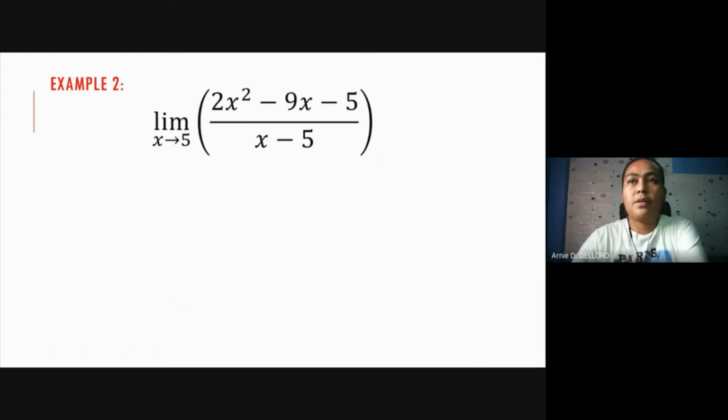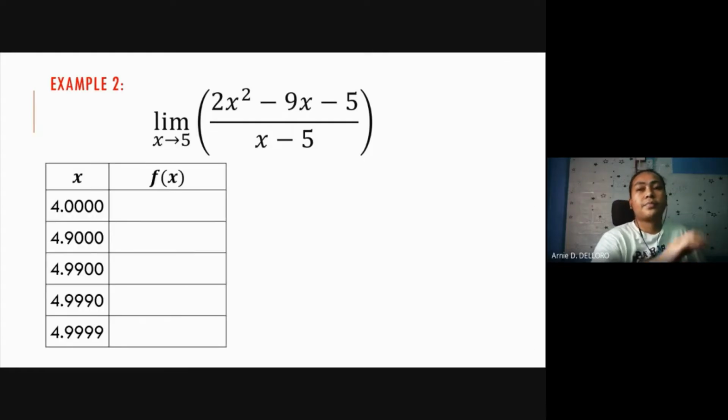So, for example number 2, let's determine the limit of 2x squared minus 9x minus 5 all over x minus 5 as x approaches 5. Okay? So, the question now is, at what value does the function approach as x approaches 5? Okay? Sige, let's determine the left-hand side and the right-hand side limit using the table of values.